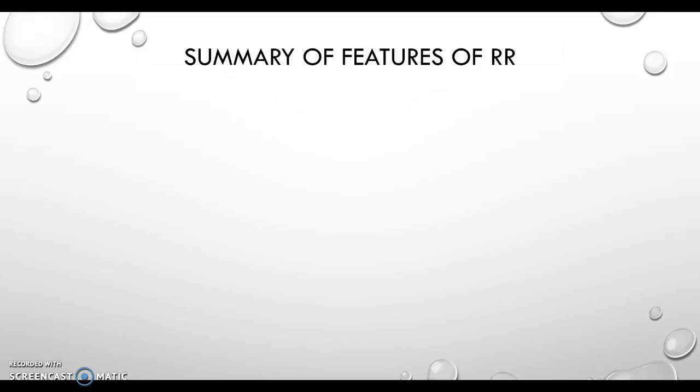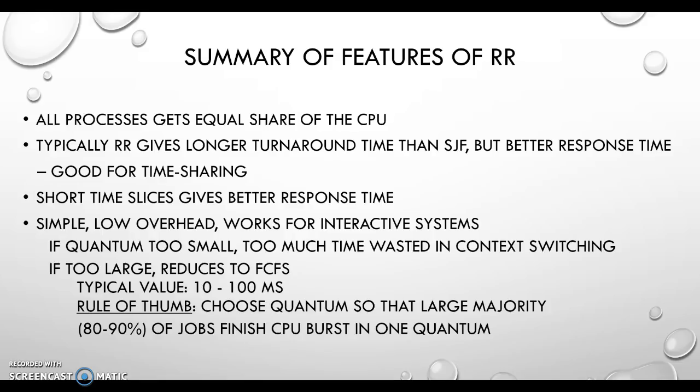Let us see the summary of all the features of round robin. All processes get an equal share of the CPU, which is a very good thing for a real-time system. Typically, RR gives a longer turnaround time than shortest job first (SJF), but better response time. Hence, this is especially good for time-shared systems. Short time slices give better response time. It is simple, with low overhead, and works for interactive systems. If the quantum is too small, too much time is wasted in context switching. If too large, it reduces to FCFS. The typical value is around 10 to 100 milliseconds.